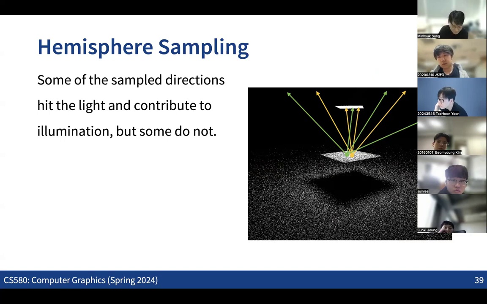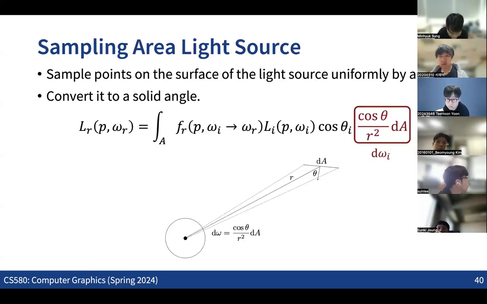So a practical way to do efficient sampling, or importance sampling, is that we are not sampling the directions, but actually sampling the points over the light source.